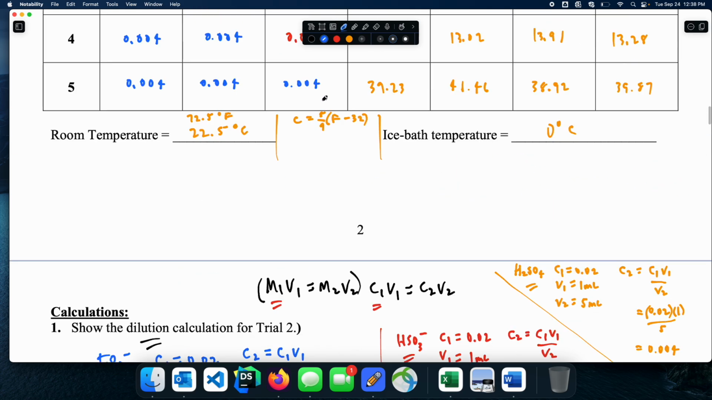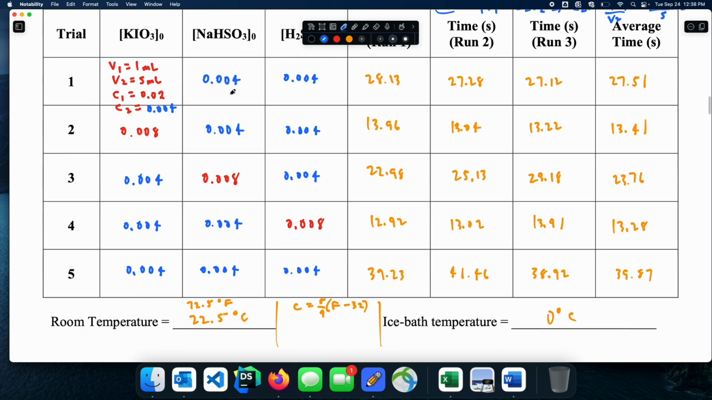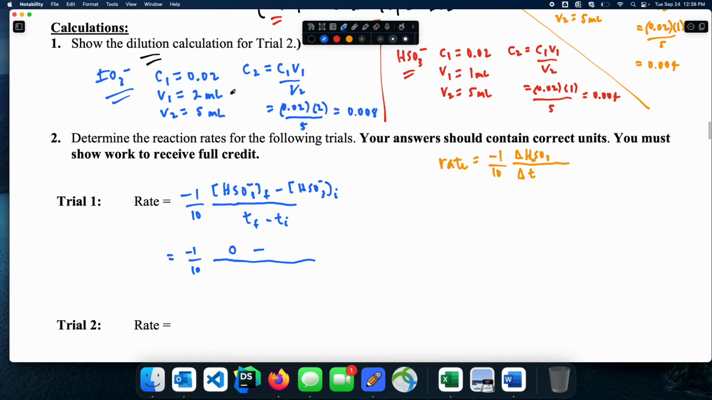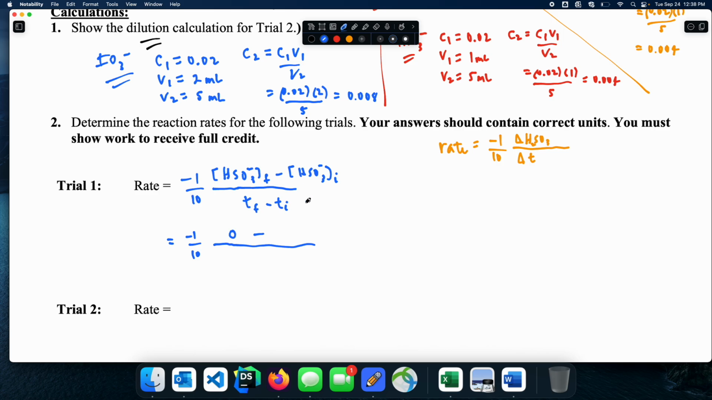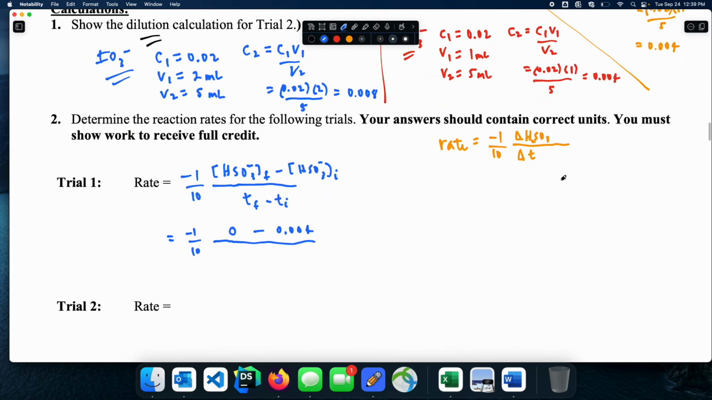Okay, let's go back up to the lab and say, aha! In trial 1, our concentration of sodium hydrogen sulfite was 0.004. My initial was 0.004. And the time is also in table 2. Let's look at trial 1. The time is 27.51. That's the change in time. All right, so what does this give me?